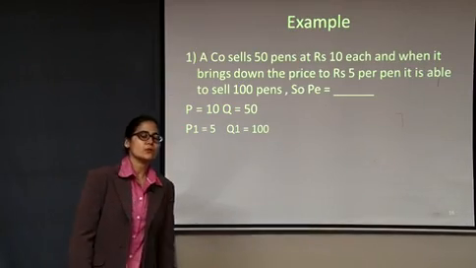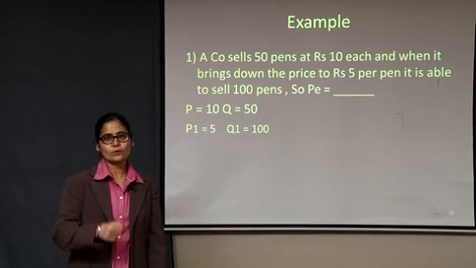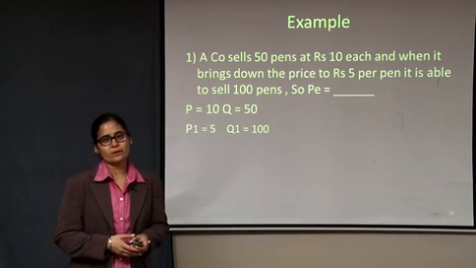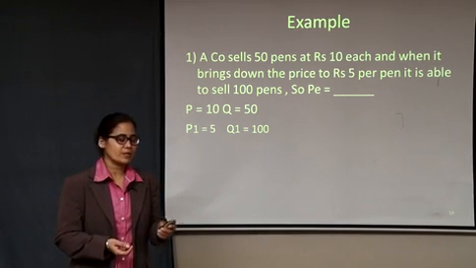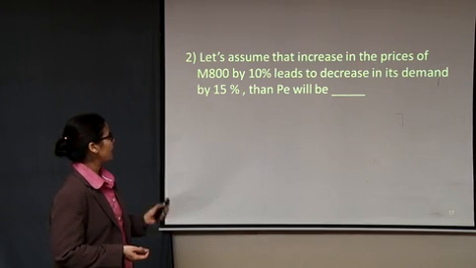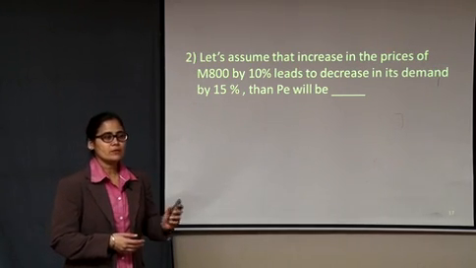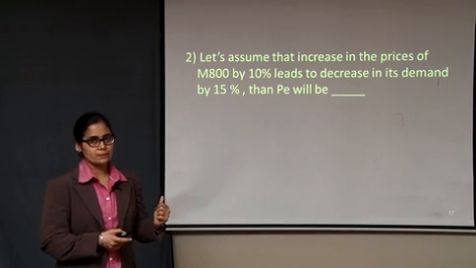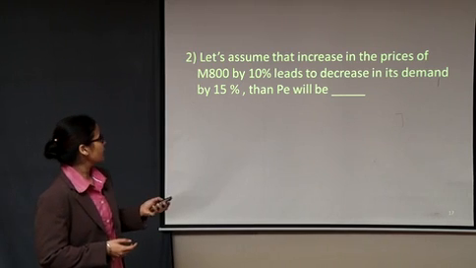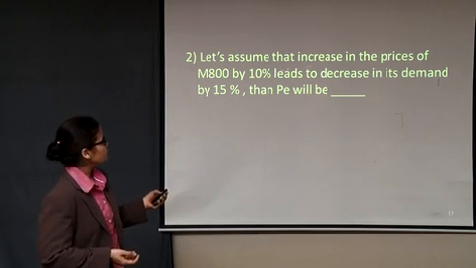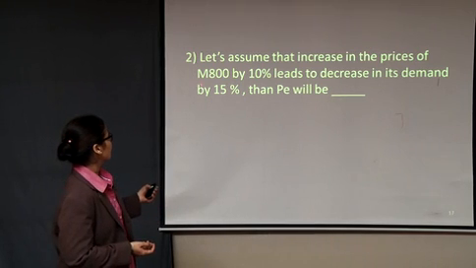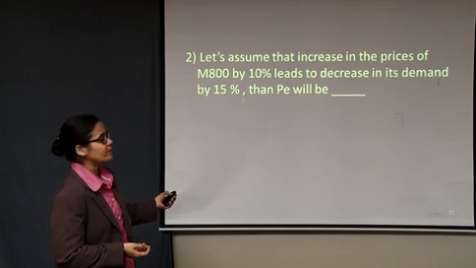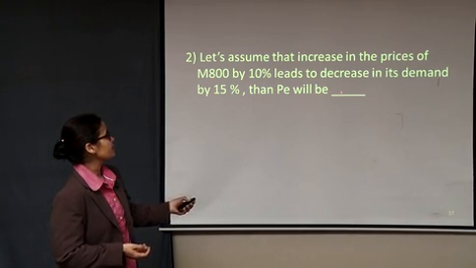So students, you have understood how I have explained on the whiteboard how you have to calculate the values to derive the price elasticity of demand. Now there is one more sum which I have given you in the next slide, as you see here. But here you will not use the same method which we have just seen for the previous sum. Look at this question. We have to assume that there is an increase in prices of Maruti 800 by 10%, which leads to a decrease in its demand by 15%. Then price elasticity will be dash.